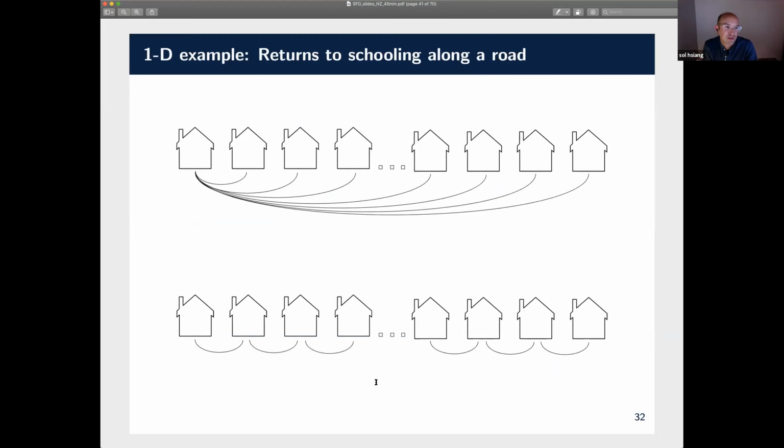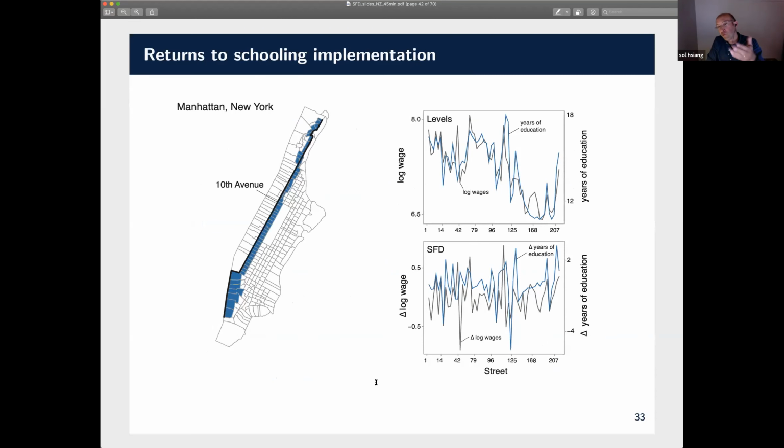And in fact, we thought to do this test when we were writing out a description of what this model is. So what we do is we take 10th Avenue in Manhattan. It goes from the north of the island all the way to the south. And what you see on the right here is a plot of log wages and years of education as two different colors as you travel from 1st Street up to 207th Street.